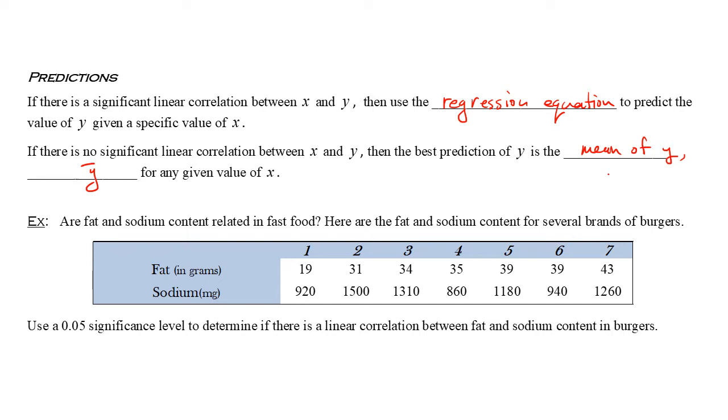So let's try this out with the following example. Here we want to say, are fat and sodium content related in fast food? So looking at a bunch of different burgers, we look at the fat content and the sodium content in each. And here we want to use a 0.05 level of significance to determine whether there's a linear correlation. And if there is, then perhaps we can use that line of best fit to make a prediction about y. Otherwise, if there is no correlation, then we'll use the mean of all those y values to make our prediction.